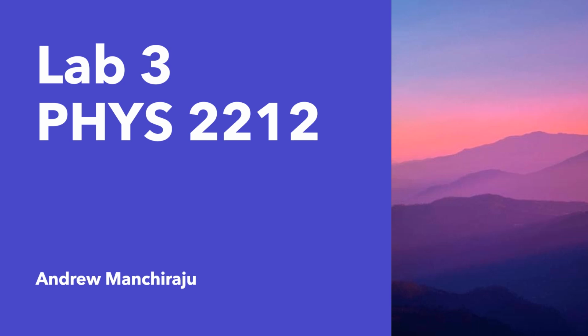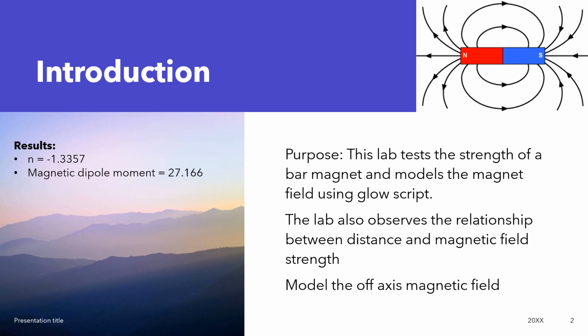Hello, my name is Andrew Montcherraju, and this is Lab 3 for Physics 2212. The purpose of this lab will be to test the strength of a bar magnet and model the magnetic field using GlowScript. We'll also observe the relationship between the distance the magnet is from a magnetometer and the magnetic field strength, and we'll also be modeling the off-axis magnetic field, as aforementioned, in GlowScript.